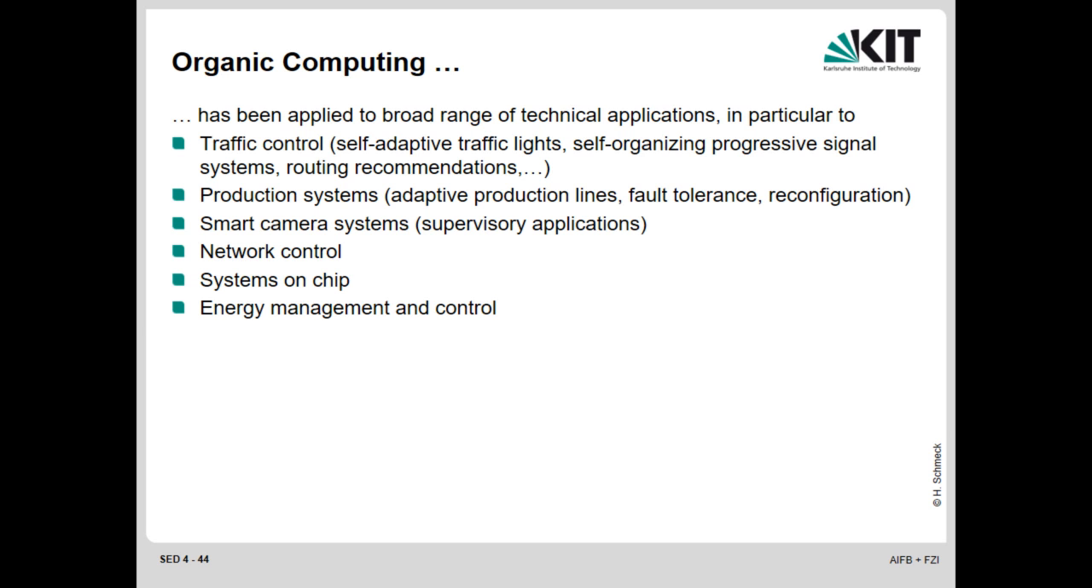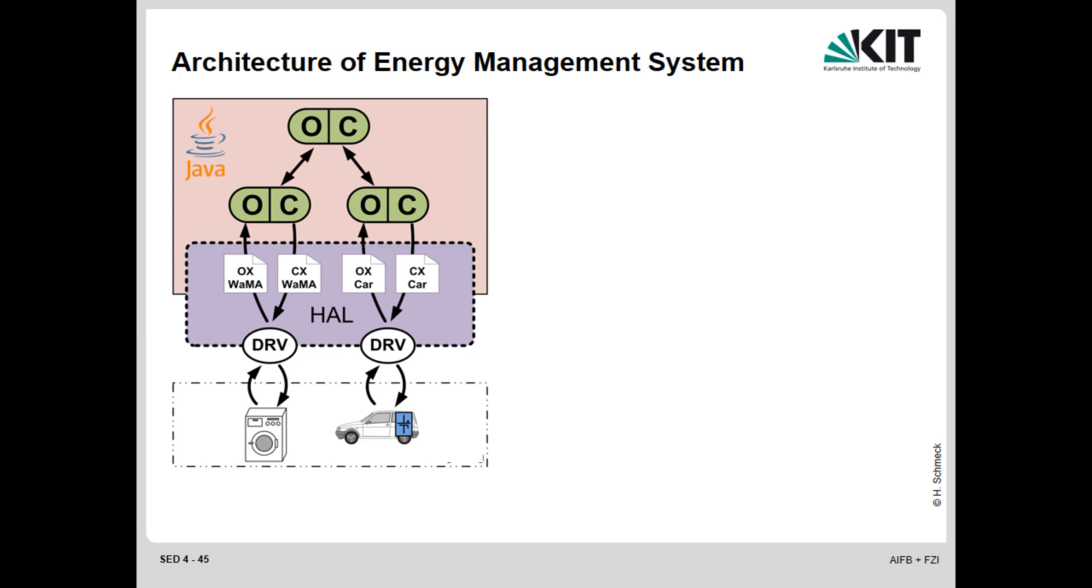Okay, so organic computing has been used for many different applications. I mentioned traffic control, traffic systems. It has been used in production systems, smart camera systems, in supervisor applications, network control like internet network control. Systems on chip have been equipped with organic computing systems, and we use it extensively now in energy management and control. So we have this architecture here simplified where we just show the observer controller. It's all been implemented in Java. It's freely available. It's a public license, so you can use that.